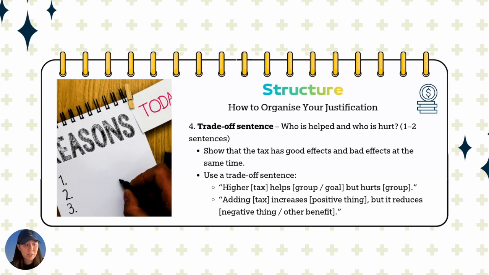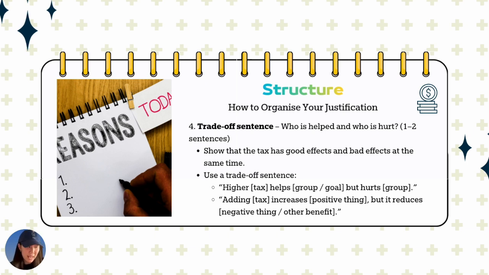So step 4 is your trade-off sentence: who is helped and who is hurt. This is usually 1 or 2 sentences, but it is very important because it shows your higher order thinking. A trade-off sentence tells the reader that this tax has positive effects and negative effects at the same time. On the slide, you can see the stems, right? You can use them as well.